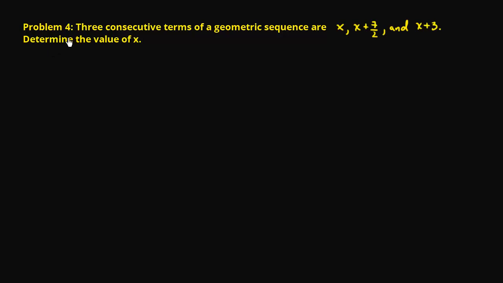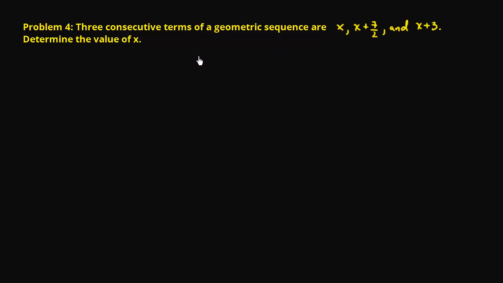We're told in this problem, three consecutive terms of a geometric sequence are x, x plus 7 over 2, and x plus 3. And we're asked to determine the value of x. So let's think about how to figure this out.